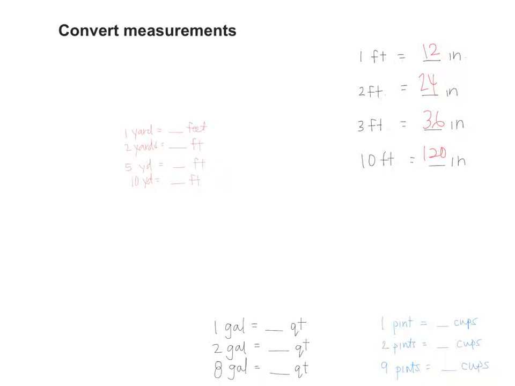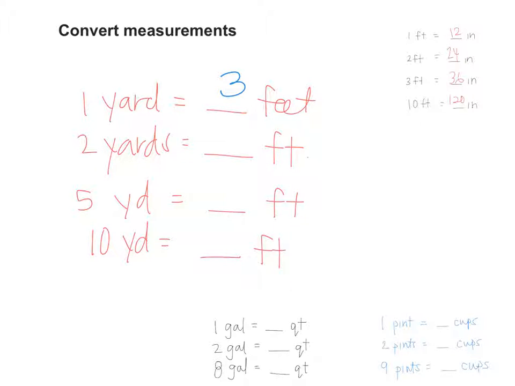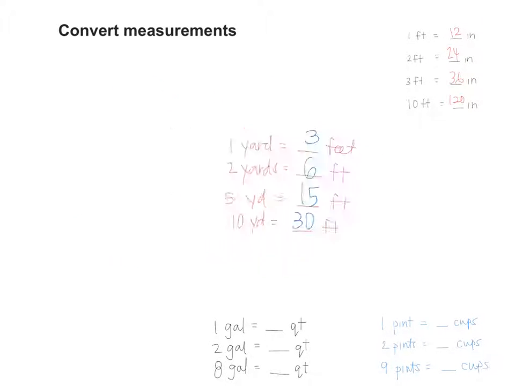Okay, let's look at this one. Here we have yards and feet. Are these measuring length, weight, or volume? Length. Okay, help me out. 1 yard is how many feet? 3. 2 yards is? 6. 5 yards is? 15 feet. And 10 yards is? 30 feet. Nice.